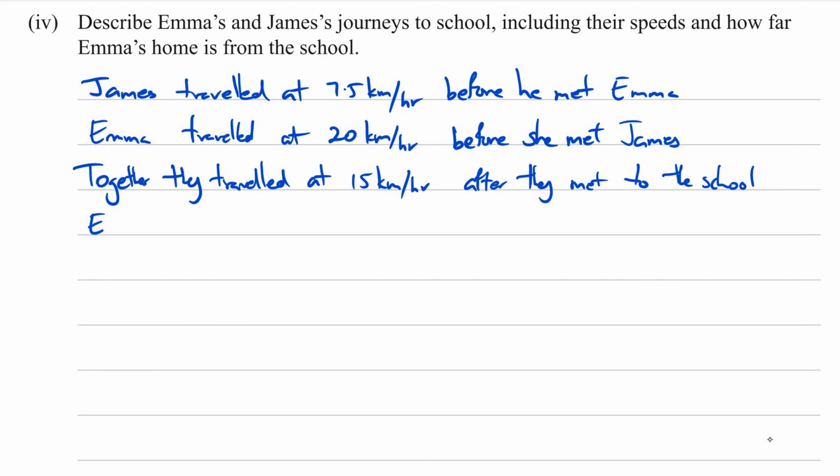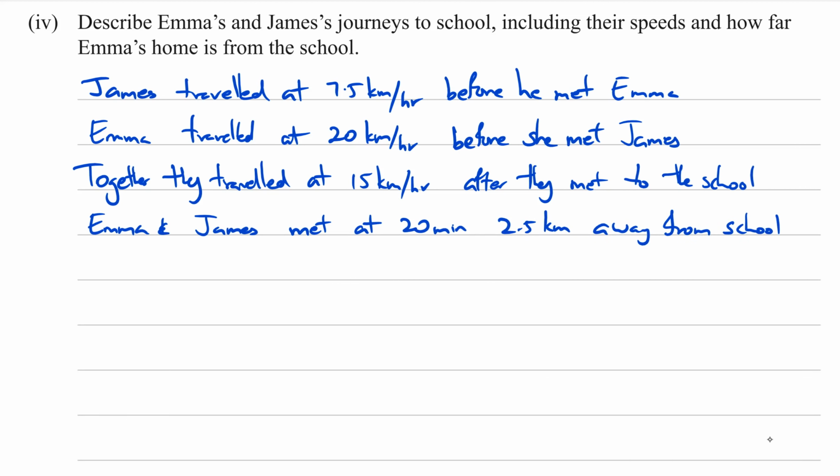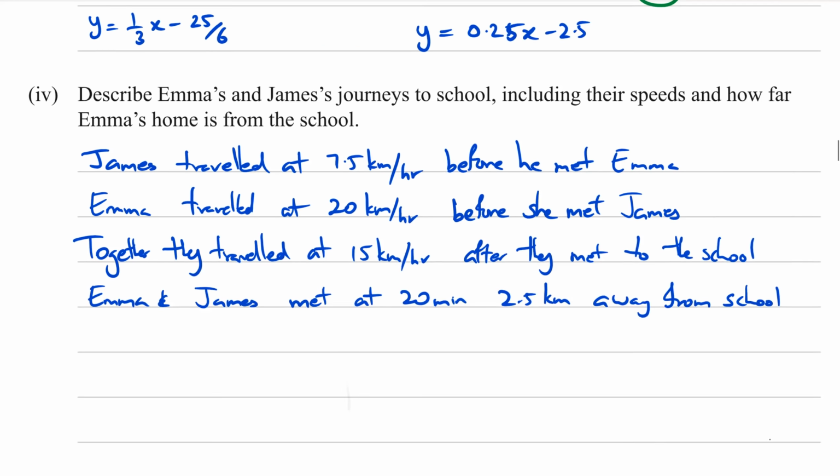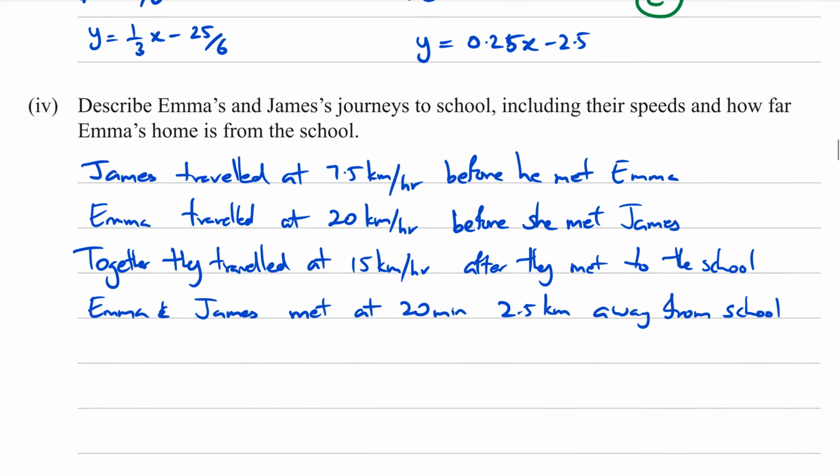What else can we write? We can also say that Emma and James met at 20 minutes, 2.5 kilometers away from school. And the last one is how far Emma is actually living. Now, if you remember the equation for Emma's, I'm talking about this value here, minus 25 over 6. If you look at it in a graph format, the school is right here at 5 kilometers, and this is where Emma's equation meets at negative 25 over 6. So the distance between Emma and the school is this red line here.